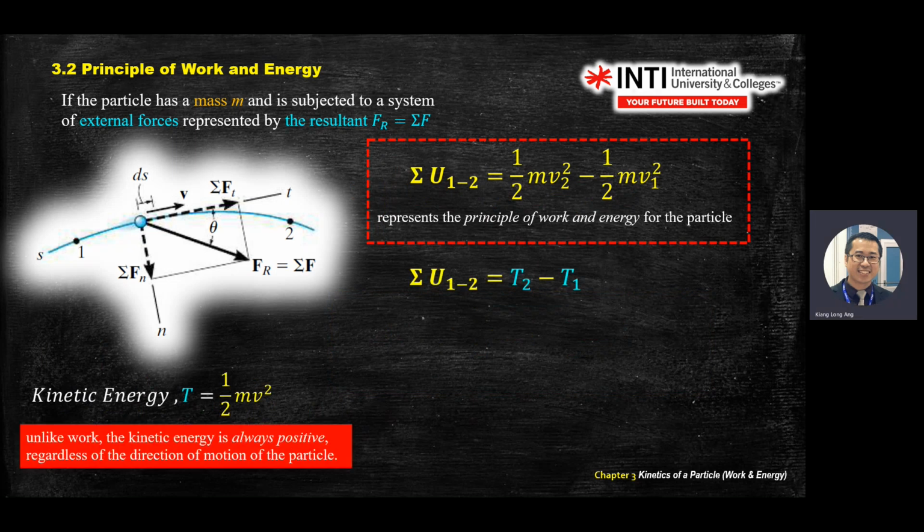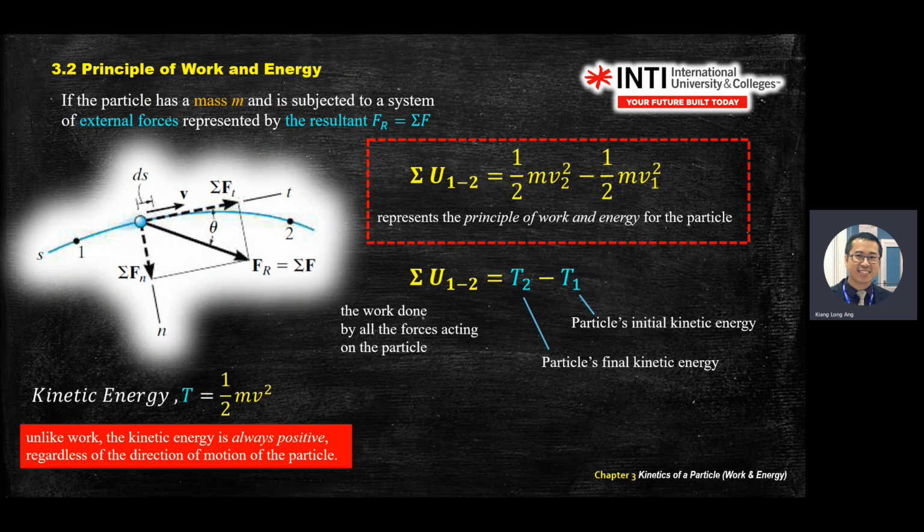So we simplify by writing the equation above. Half mv squared we represent as T, kinetic energy. To simplify.